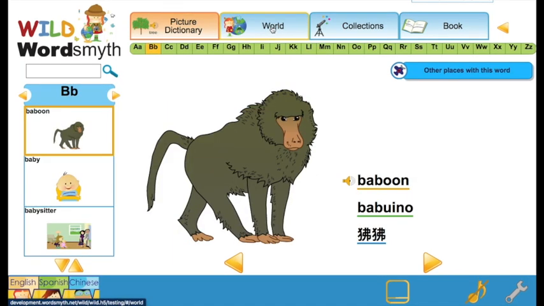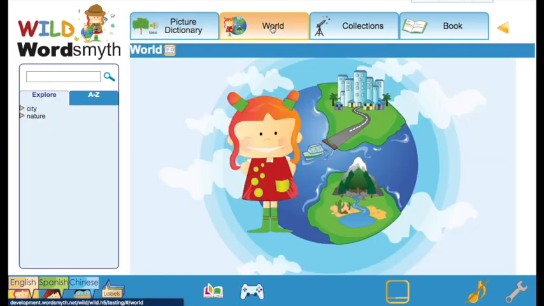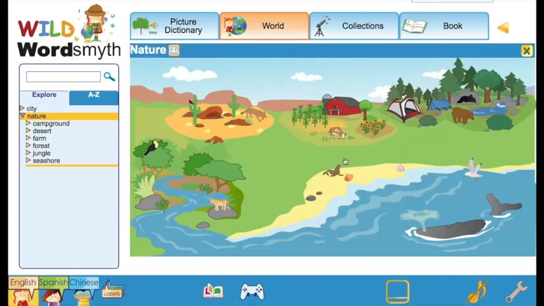The world is built on the concept of a picture dictionary, but functions as an interactive world, visually engaging and supported with audio. There are 2 learning environments, city and nature, where many items act as portals into subsettings, increasing vocabulary exposure and understanding.